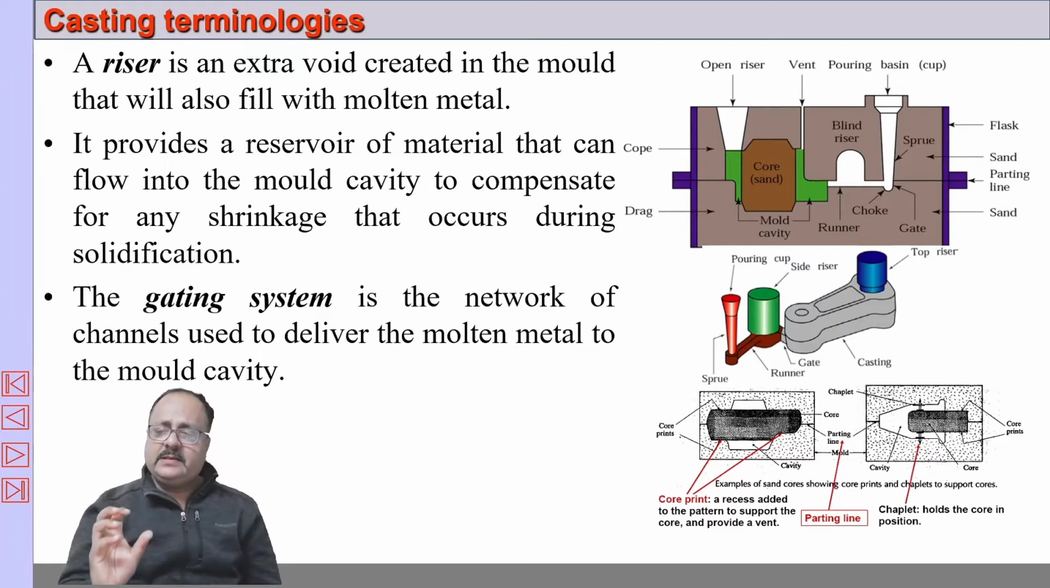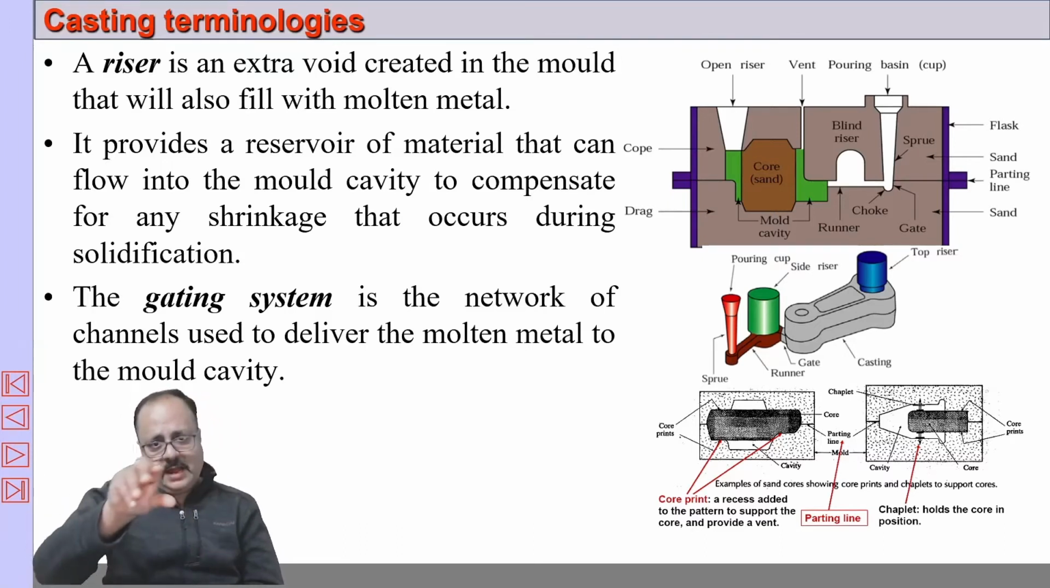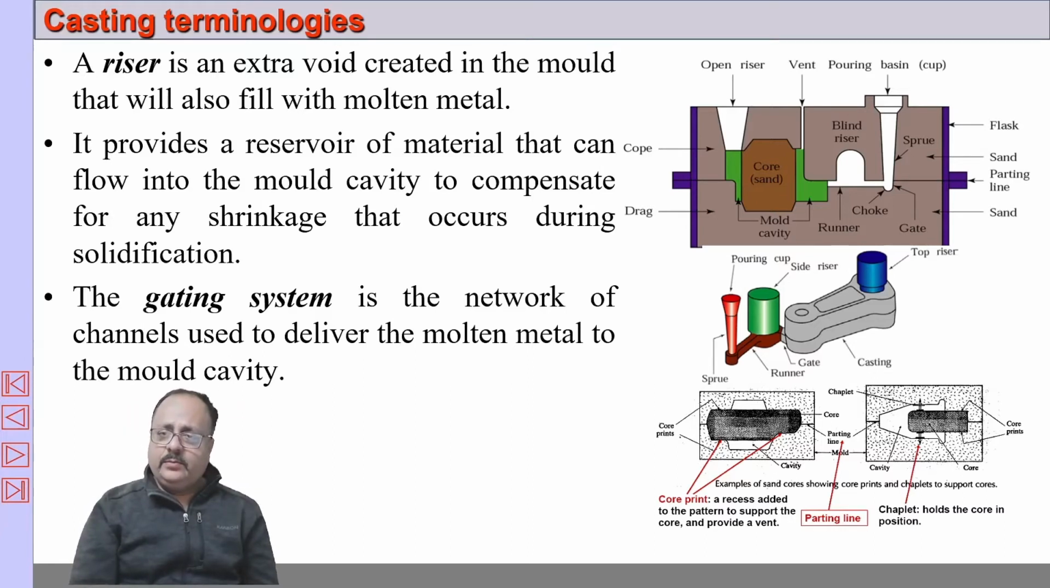Now, the pouring basin is the cup into which the molten metal is poured. Molten metal is not poured directly into the sprue. It will be poured into the cup, and slowly from the cup it flows through the sprue. The sprue is tapered down. Now, why are we pouring slowly? Pouring is very important in casting. We don't want to pour very rapidly. It will lead to turbulent flow, which we don't want.